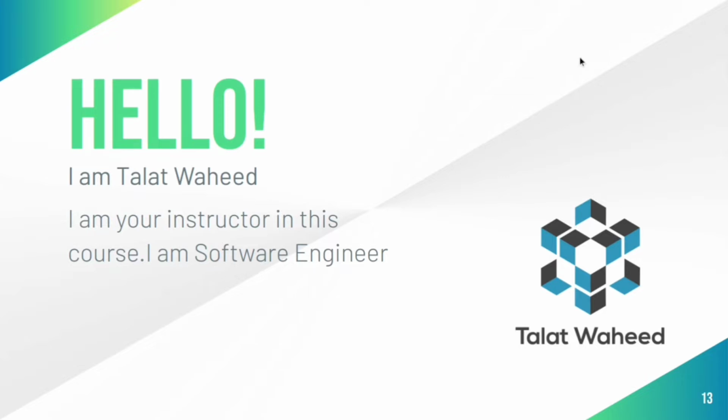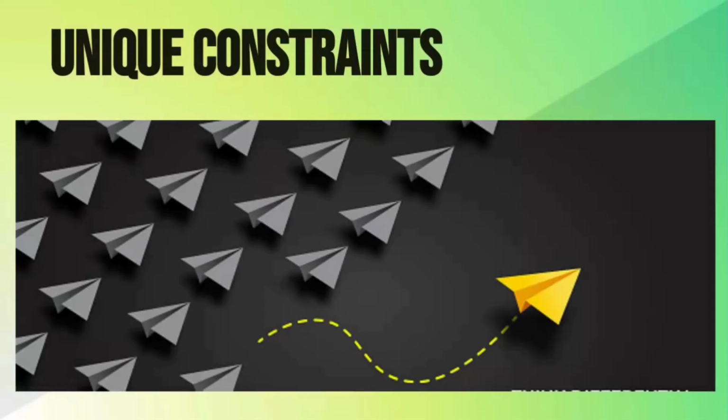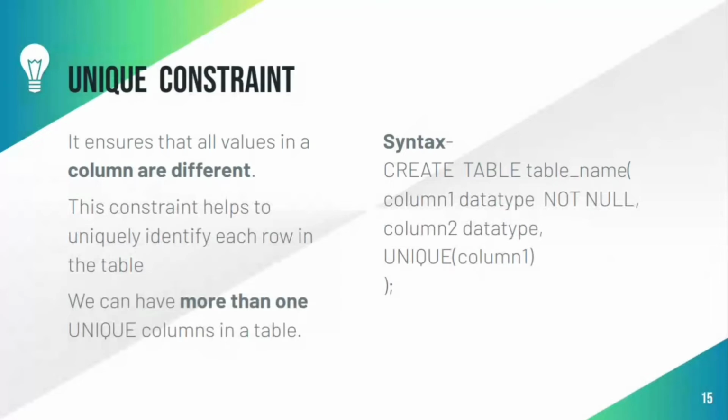In the previous video I told you about the MySQL NOT NULL constraint. So today's topic is the UNIQUE constraint. Let's talk about the unique constraint. What is unique? It ensures that all the values in a column are different, and it will help you to uniquely identify each row in a table.